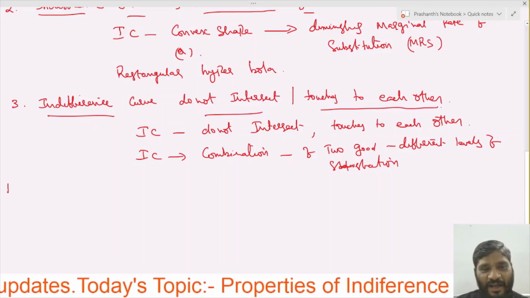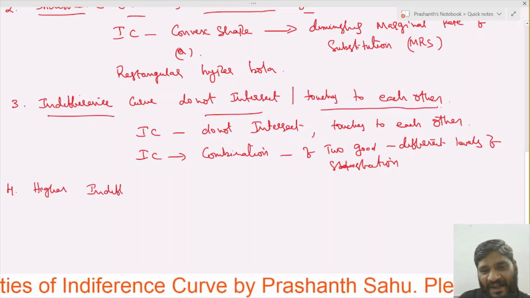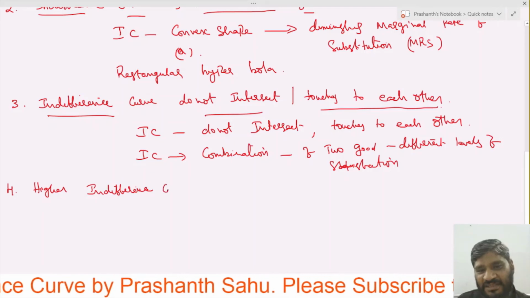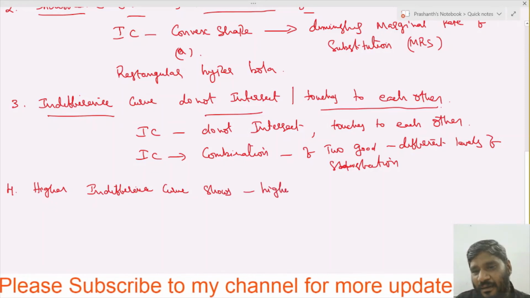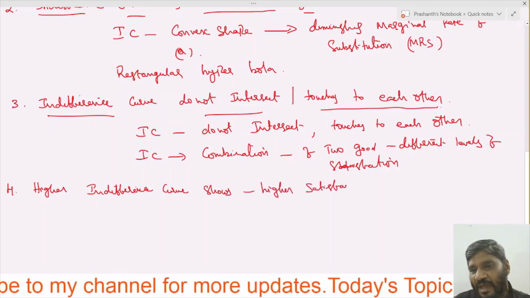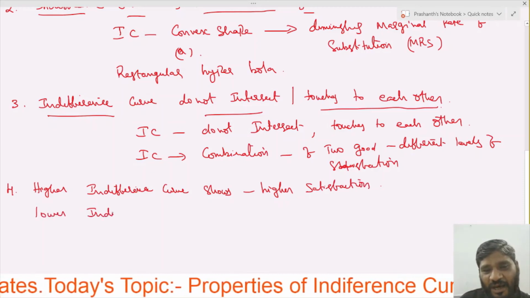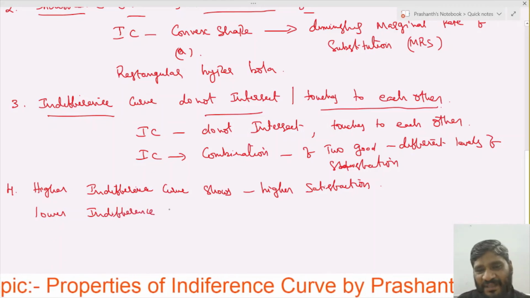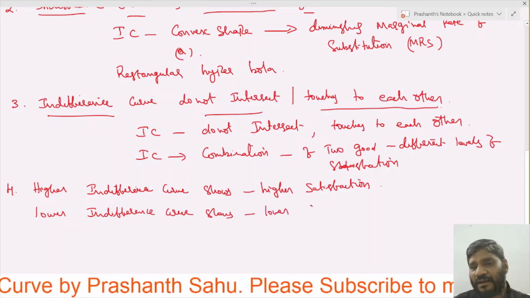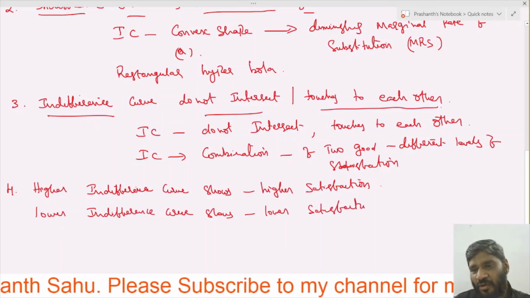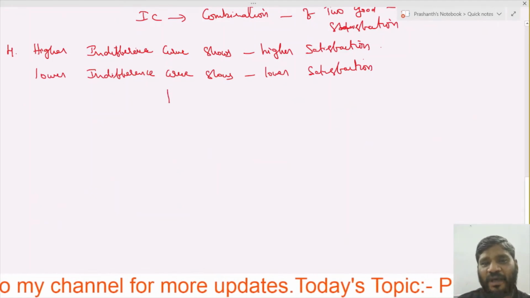In the same way, number four: a higher indifference curve shows higher satisfaction, and a lower indifference curve shows lower satisfaction. Okay? So we can check this information with the help of a graph.